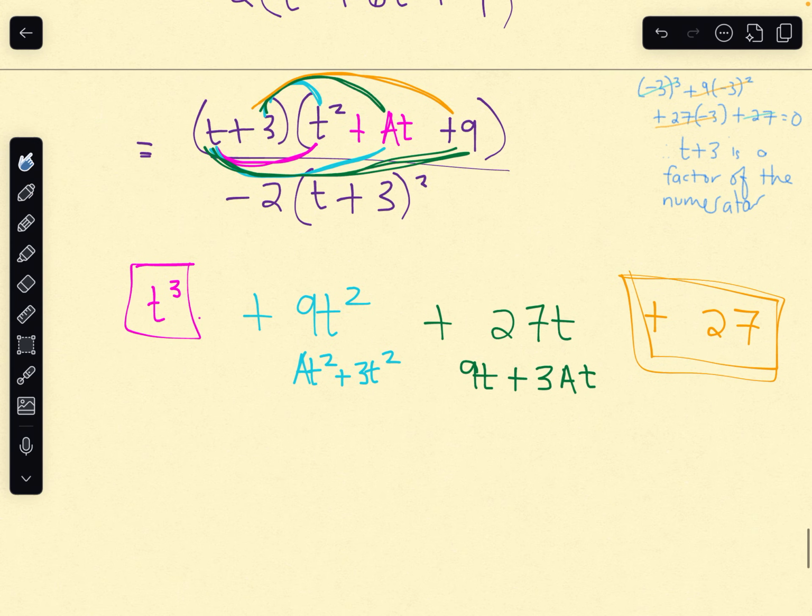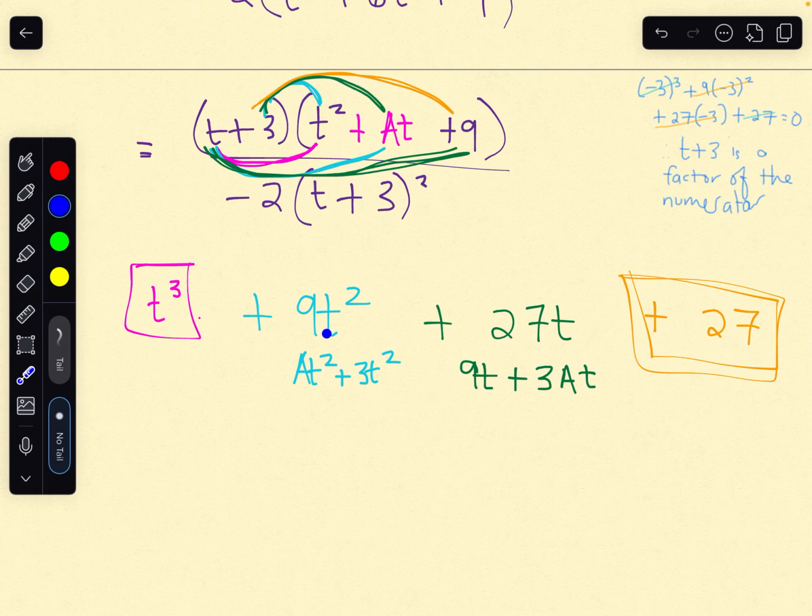Right, so this is what we're trying to figure out. At squared plus 3t squared must give us 9t squared. So that means the a must be a 6. Okay, so let's do that in pencil. So this is a 6. And then let's see if that works over here. If we replace this with 6, then 3 times 6 times t will be the same as 18t. And 9t plus 18t does indeed give me the 27t. So my coefficient a over here is indeed a 6.